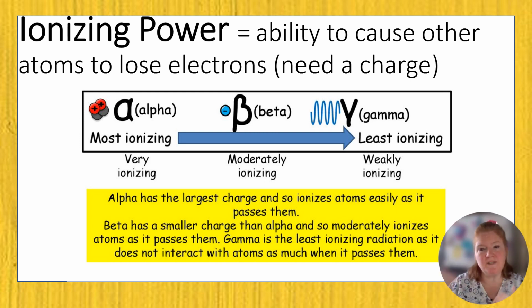So alpha particles are the least penetrating power, but the most ionizing power. And gamma radiation has the most penetrating power, but the least ionizing power. So they're just reversed.